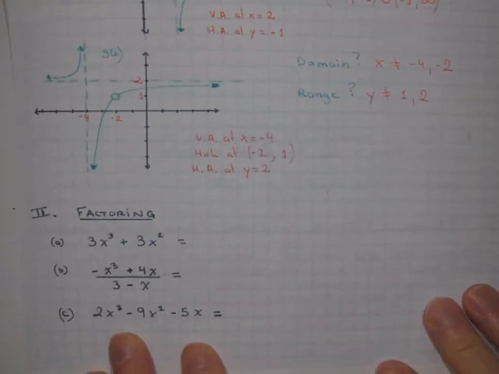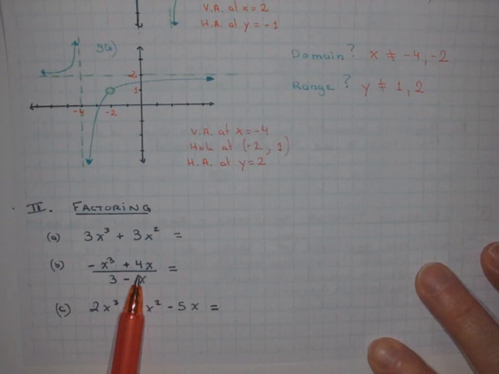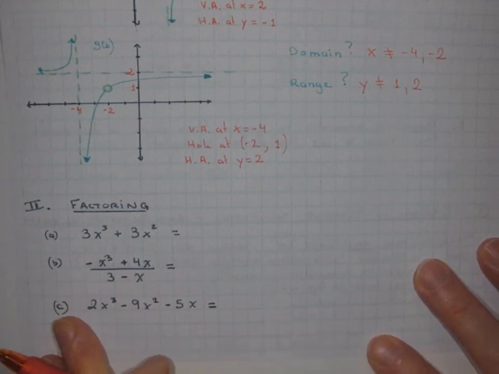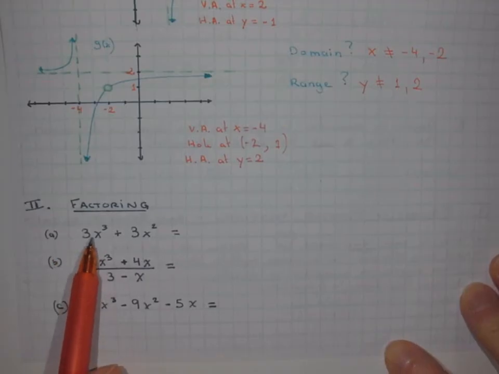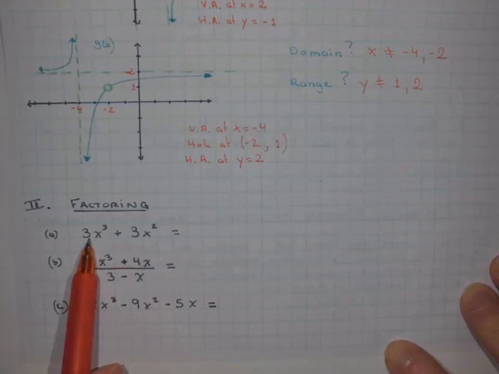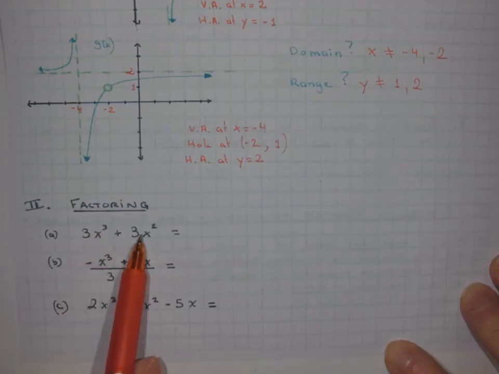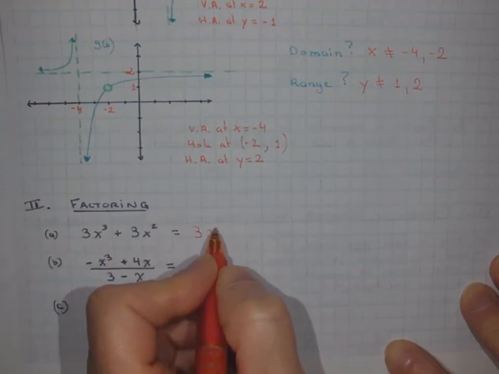Now let's go to factoring. To do those rational functions, we're going to have to be able to factor, and there are a few things we need to clean up that I noticed when you took the test. So when I'm looking at that, I'm looking for a greatest common factor. Well, both of those terms obviously have a factor of 3, and both of them have at least an x squared. So I'm going to factor out a 3 and an x squared.